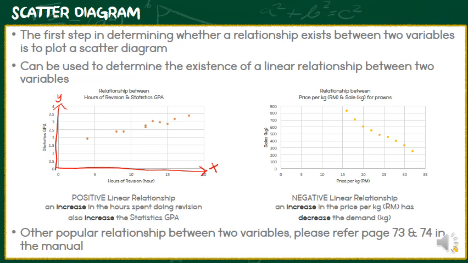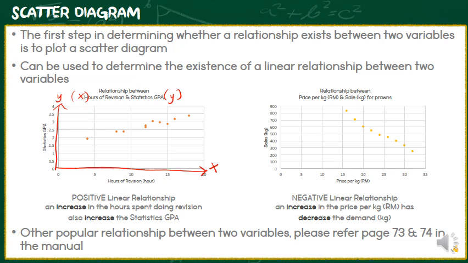You nak tengok relationship between hours of revision dengan statistics GPA. GPA depends on number of revision ke number of revision depends on GPA. So tadi dah contoh dah bagi. So your GPA depends on hours of revision. GPA depends on Y, hours of revision X. That's why statistics GPA dekat Y-axis, hours of revision dekat X-axis.